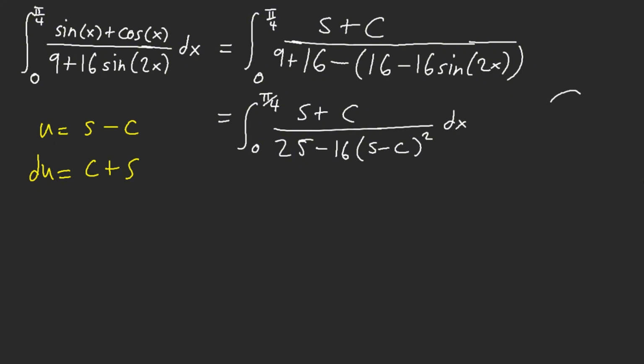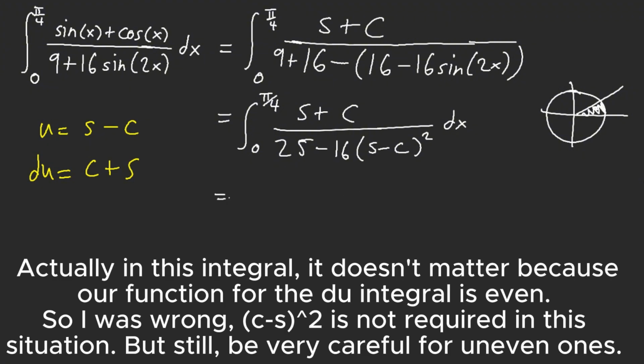Well, pi over 4 is here. We're going from 0 to pi over 4. So any range here means that cosine is bigger than sine. So unfortunately, the truth is it needs to be cosine minus sine.